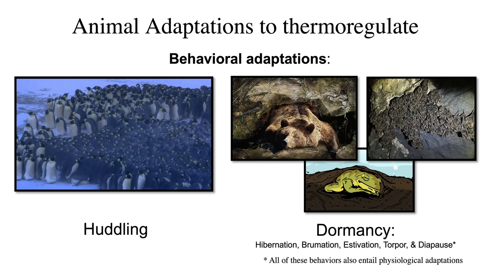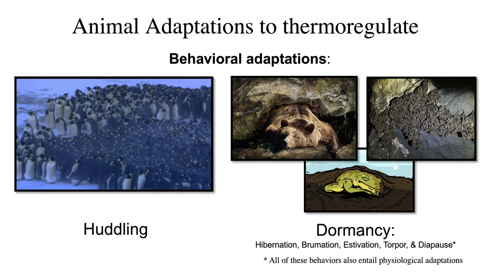Other examples of behavioral adaptations include huddling. If you remember that documentary about the penguins in Antarctica that gather and huddle around each other to keep each other warm, that's another example of a behavioral adaptation. And dormancy is also a great example. A lot of animals will go dormant during really cold periods, or really hot periods, or really dry periods, and this is a great way that they can avoid temperatures that are not ideal for their thermal optimum.